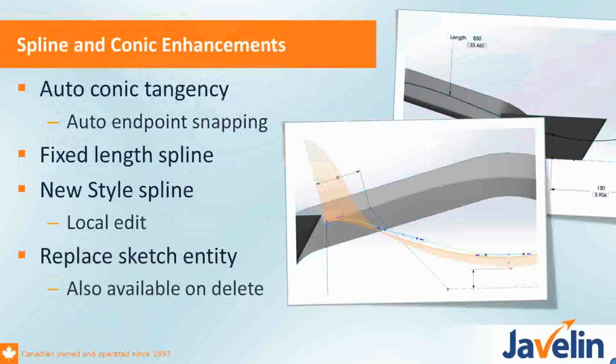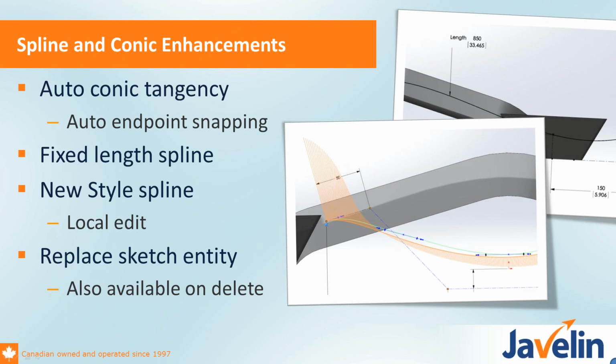When you're dealing with conics within the sketching, it now automatically adds tangencies at the end. So this makes it really nice with the way that you naturally work with them. There's a new fixed length spline which will help out a lot, which, similar to the path length dimension, you can now do on splines for fixed length.